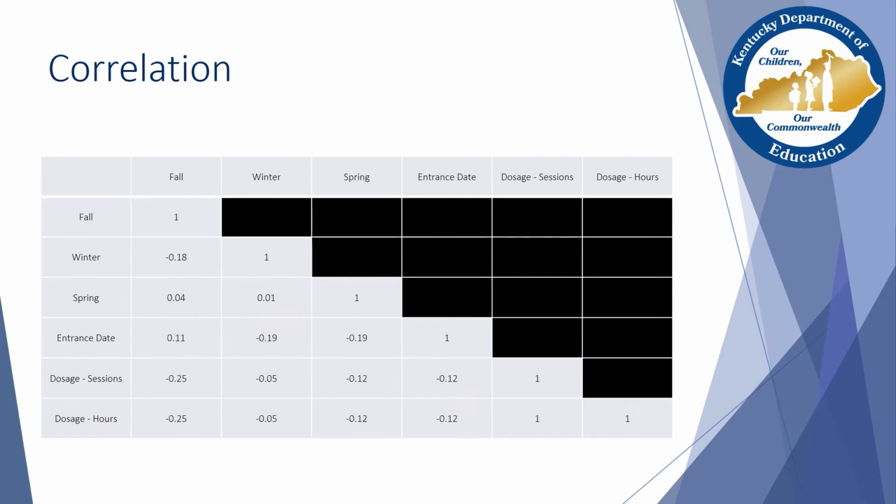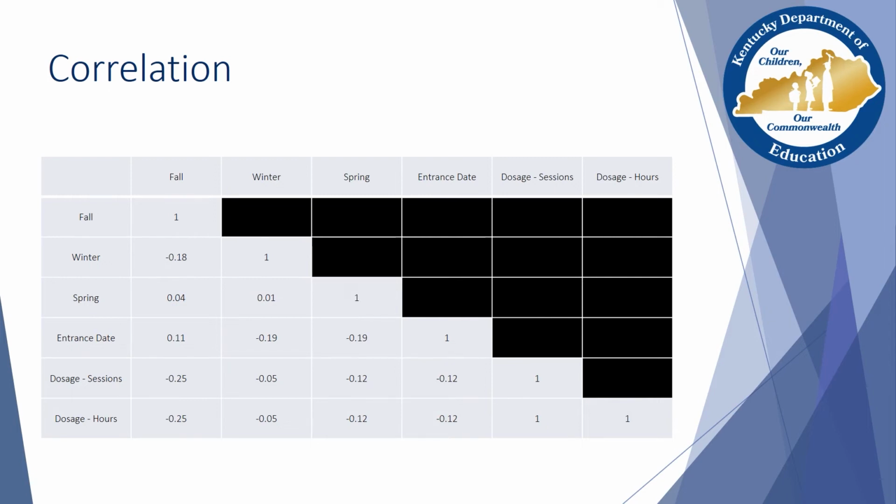On the last slide, we hypothesized that dosage may be a factor here. This correlation chart continues to point us in that direction. You can see that dosage in both instances has a negative correlation of 0.25 with the fall MAP scores. That makes sense because students have not participated in the intervention yet. In the winter, dosage has a negative correlation of 0.05 with MAP scores.